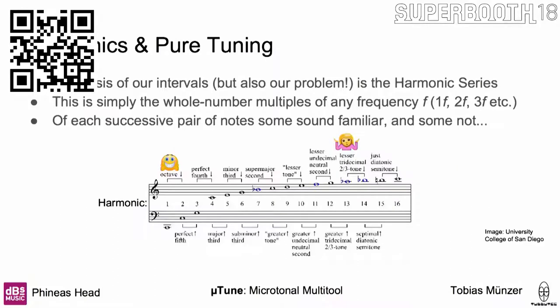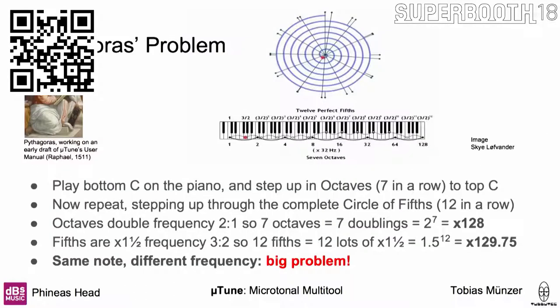Prelude, temperaments. Where do we get our notes from? We get our notes from the harmonic series. So we pick a frequency and we multiply it by all the whole numbers, 1 times F, 2 times F, 3 times F. And if you look at that, you'll see that there are some musical intervals that you might recognize, like the octave and the perfect fourth, but there's some that you maybe haven't seen before, like the lesser tridecimal two-thirds tone. That's a tone that isn't one of the semitones on the piano.